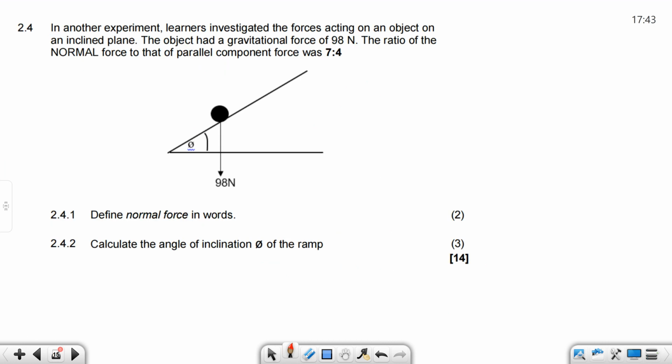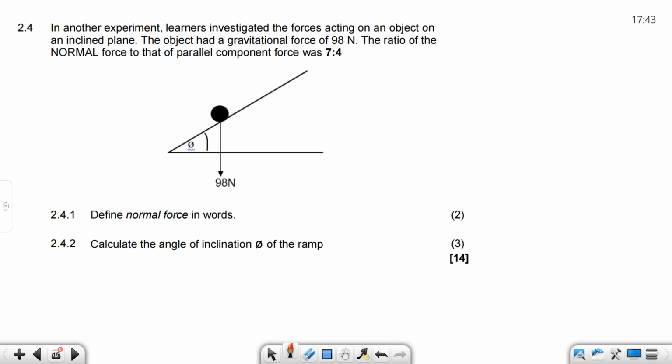Look at the next one. In another experiment, learners investigate the forces acting on an object on an inclined plane. The object has a gravitational force of 98 newtons. The ratio of the normal force to the parallel component was 7:4. This is now maths. Define normal force in words.